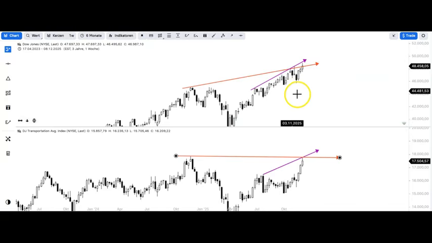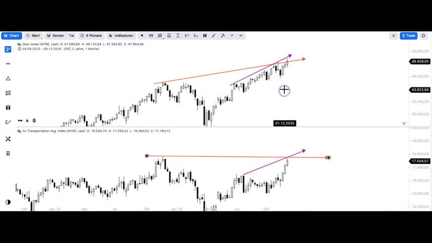And let's have a look at the Dow theory again. Weekly chart here, very important chart because the transportations are usually telling us what's going to happen. The industrials kept making higher highs the entire year. The transportation failed so far.